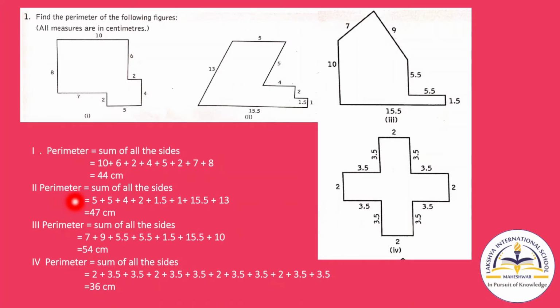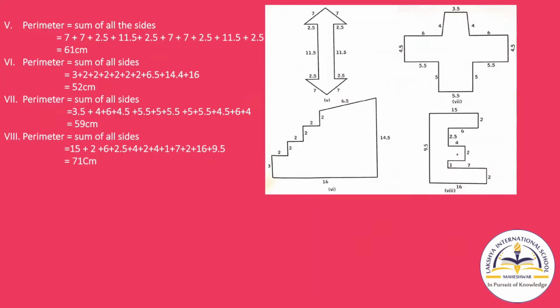Now for the second figure, the perimeter is the sum of all sides. Now 5 plus 5 plus 4 plus 2 plus 1.5 plus 1 plus 15.5 plus 30. Now you have to calculate that, which will be 47 centimeter. Now in the same manner you have to solve the other two questions.